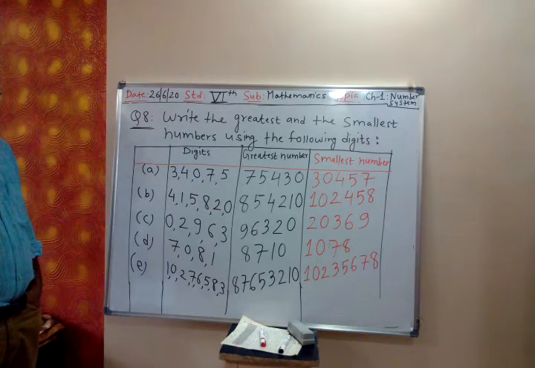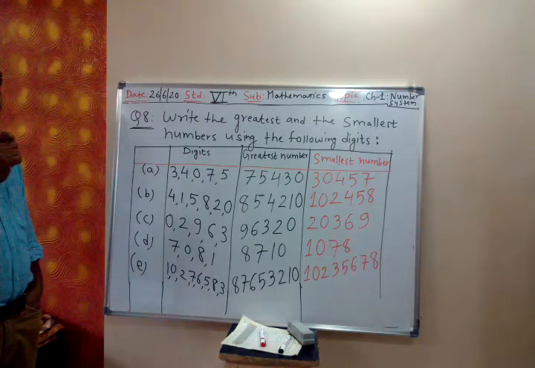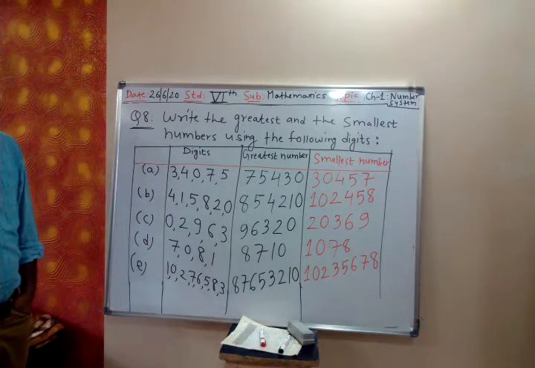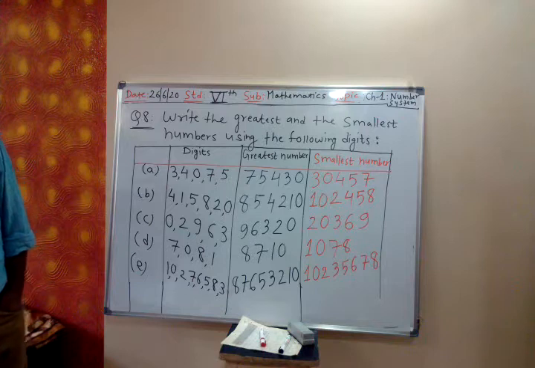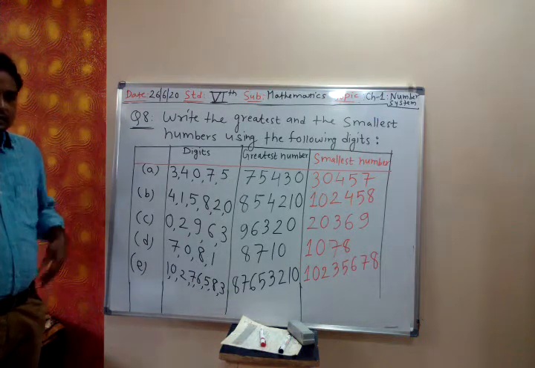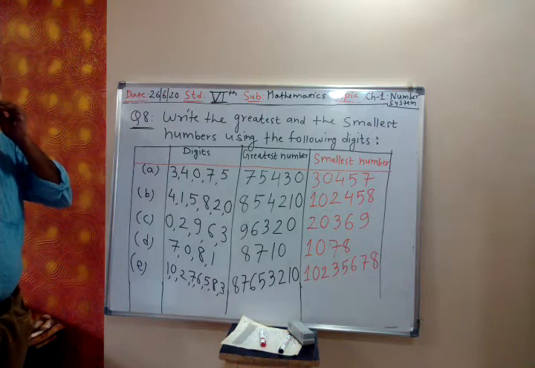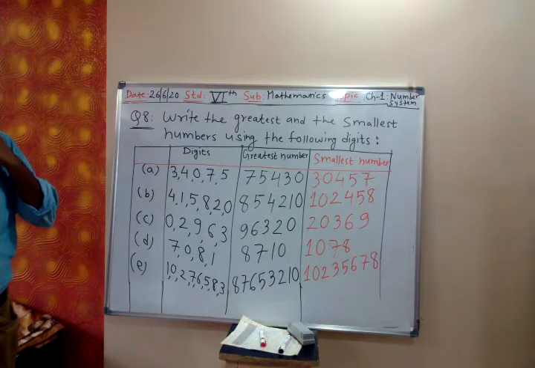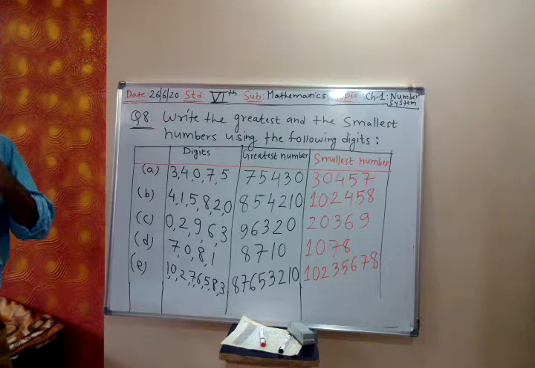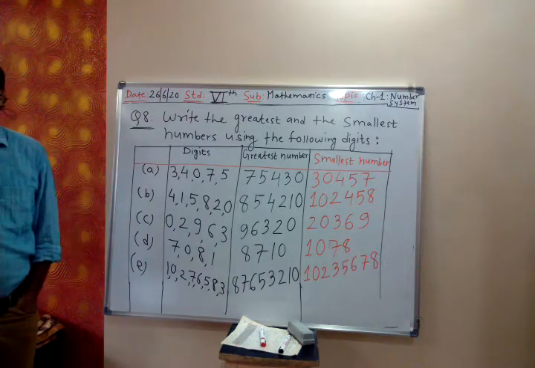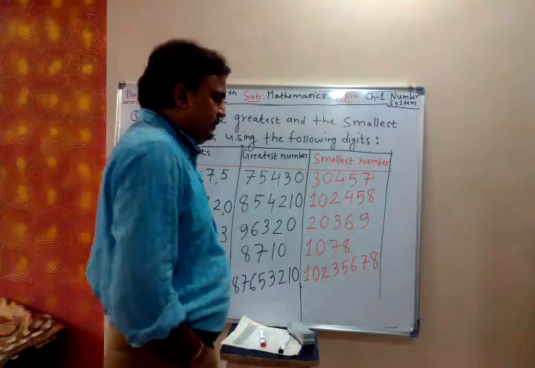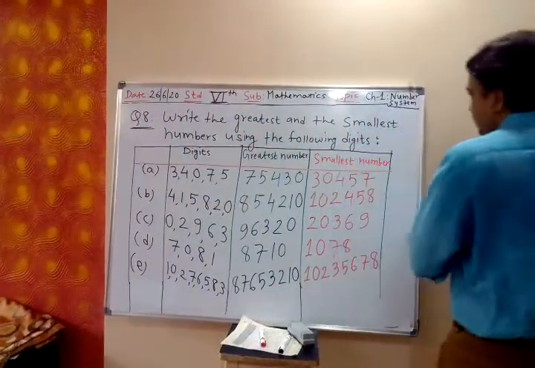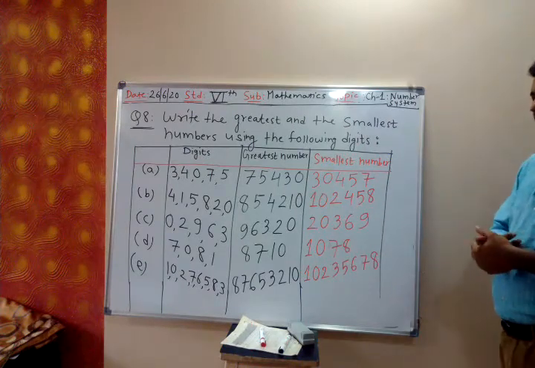So for the greatest number, you start with the greatest digit, and for the smallest number, start with the smallest digit. Write first: write the greatest number and the smallest number using the given digits.